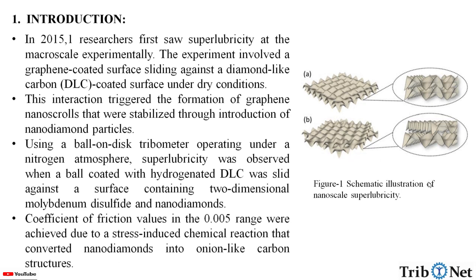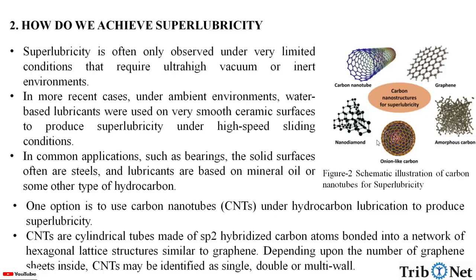Here in this figure, we can see the illustration of nanoscale lubricity. How do we achieve superlubricity? Superlubricity is often only observed under very limited conditions that require ultra-high vacuum or inert environments. In more recent cases, under ambient environments, water-based lubricants were used on very smooth ceramic surfaces to produce superlubricity under high-speed sliding conditions.